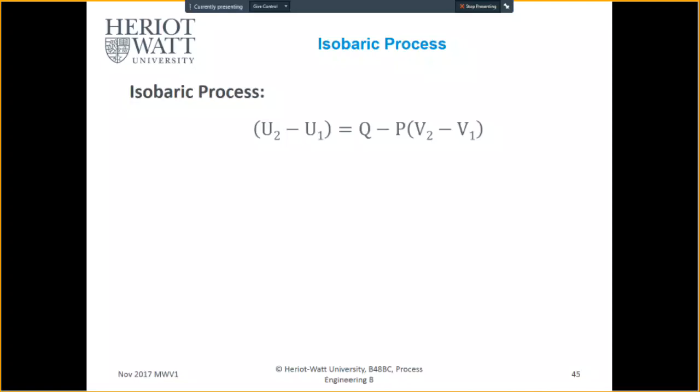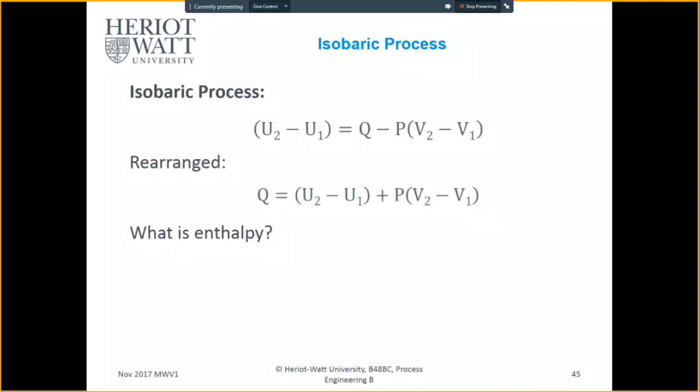The change in internal energy in an isobaric process is U2 minus U1. So the change equals the heat input minus the change in volume in relation to pressure. So if you rearrange that, you can calculate the heat input.